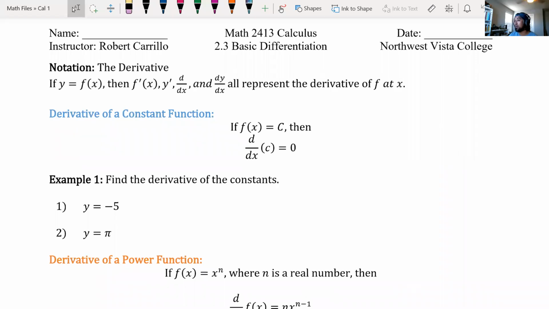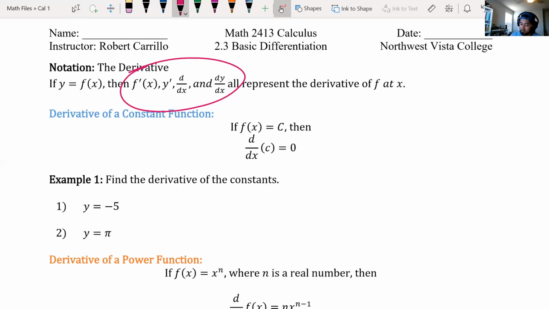Okay, so we have 2.3, basic differentiation. We get to learn these shortcuts today. Yay, we made it, right? The derivative, we've seen the notation before, can be given as f prime of x, y prime, dy over dx. All of these notations represent the derivative of our function at x.